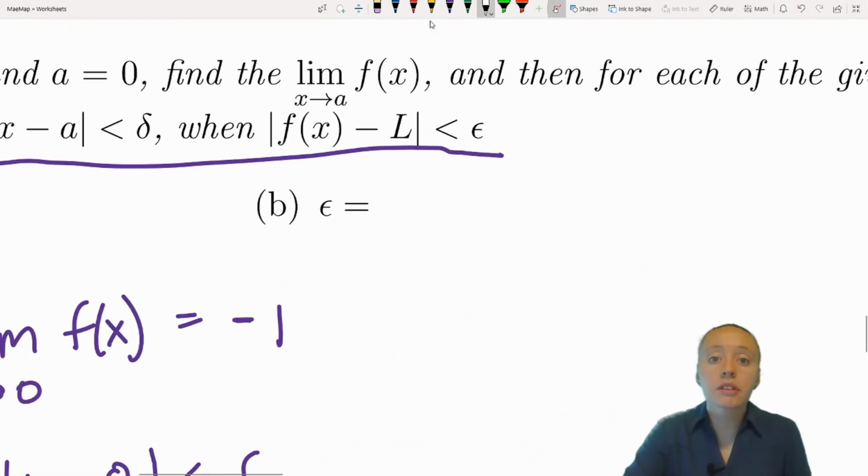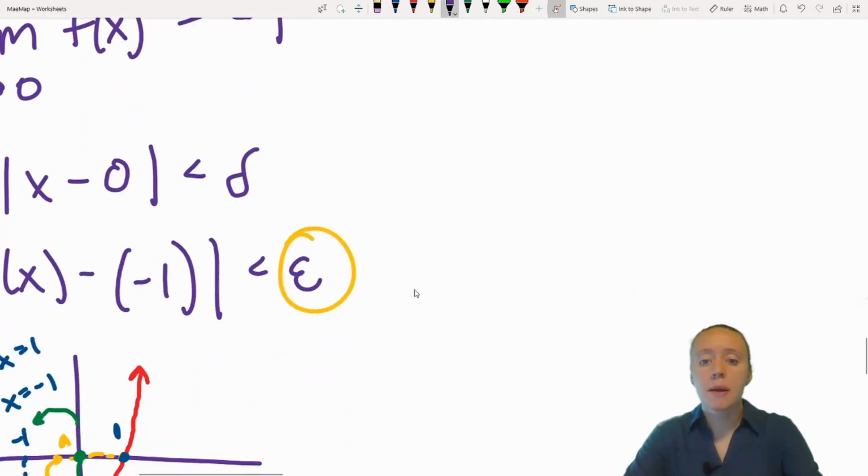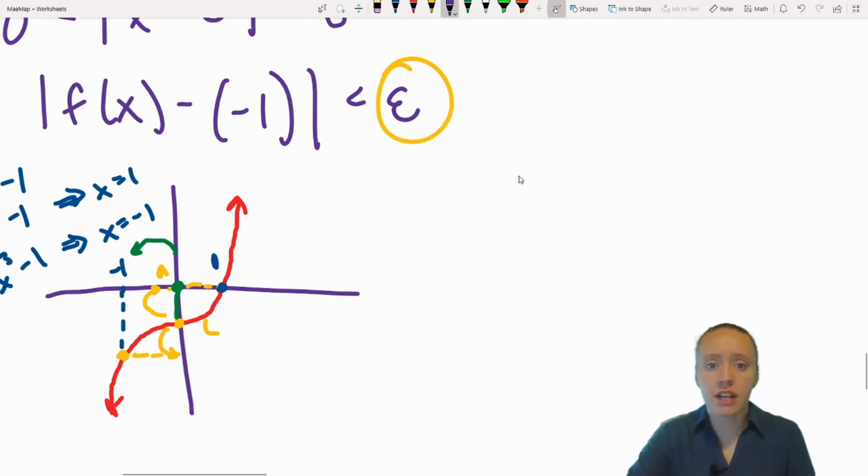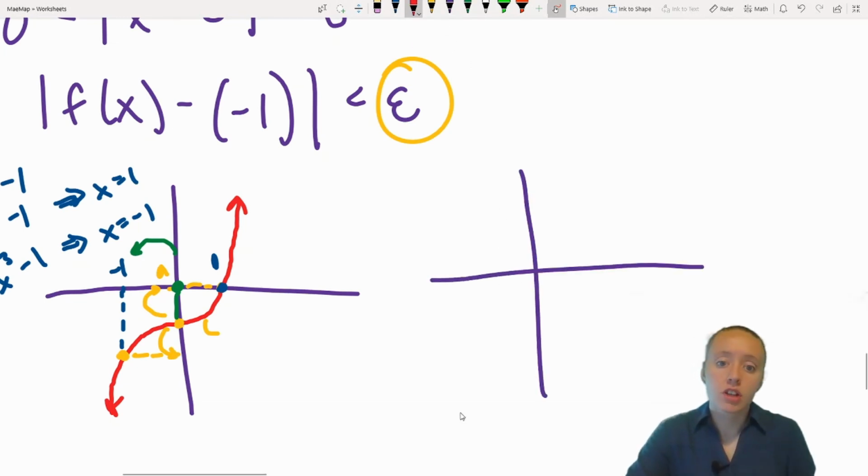So for part B, we're going to do an epsilon value of, this should read 8. So doing an epsilon value of 8, we're going to do the same steps we did in part A. And it might be helpful for us to redraw this graph so that it doesn't get too messy. So here I've redrawn my function.